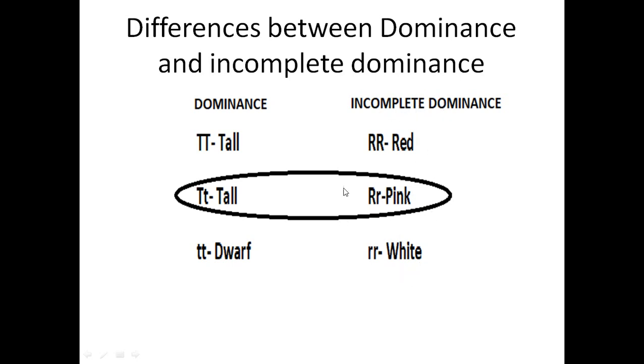So inheritance of flower color in Snapdragon is an exception to dominance. In short, in complete dominance, in heterozygous condition, only the dominant allele is expressed. In incomplete dominance, in heterozygous condition, an intermediate phenotype is produced.